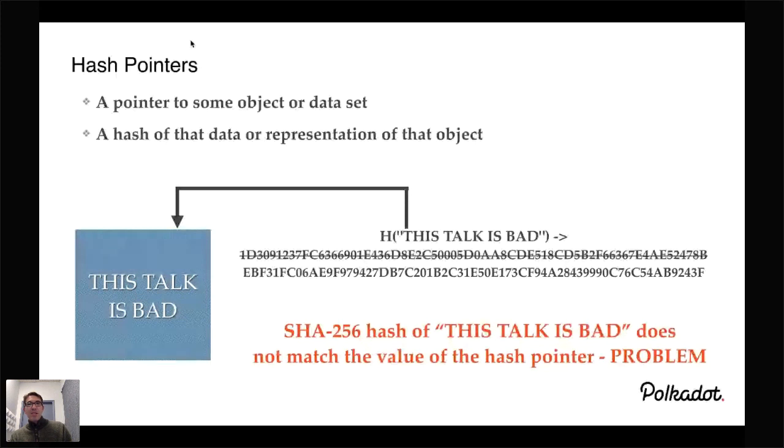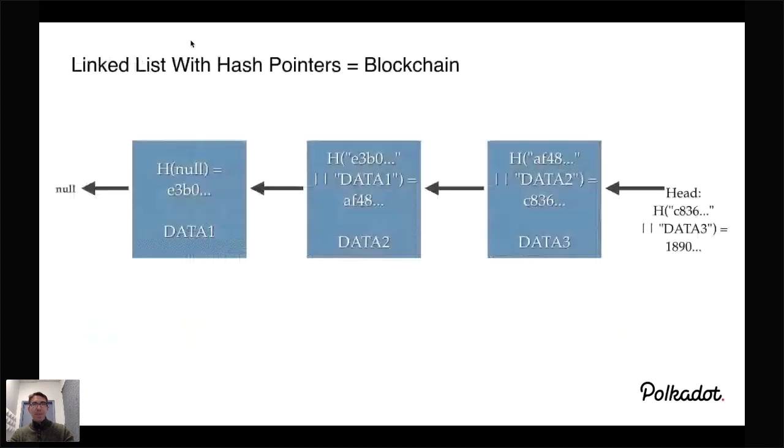If somebody tries to modify that, and some traitor tries to say "this talk is bad," but I have that same hash pointer, I know that something has changed, because inside my hash pointer I have 1D30... as the hash of the string inside of that. However, when I run a hash on the data there, I get EBF... So we can tell that there was some sort of problem here. Something has changed. Either it was corrupted or somebody is trying to modify the data from underneath me.